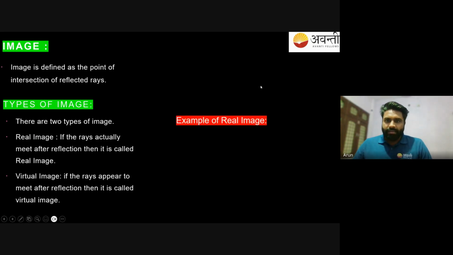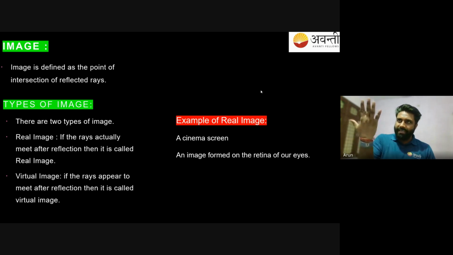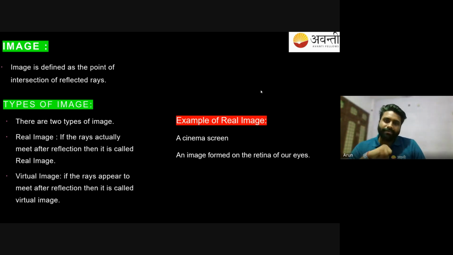Okay then. Examples of real image: a cinema screen. That could be an example of real image because there is a screen and the image is formed on it. The actual intersection of rays is there. So we can say the image that you perceive on the retina of your eyes is also a real image.